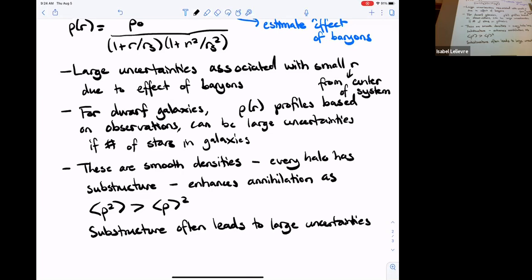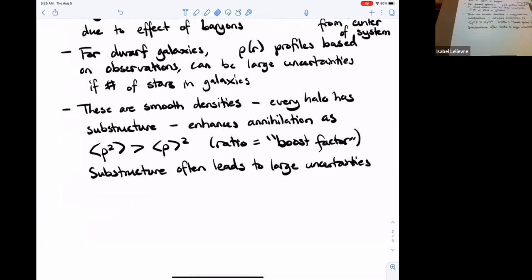So you will sometimes see people quoting boost factors, by which they do not mean a Lorentz boost factor, they mean the ratio of the total annihilation that you would get to what you would get just from the smooth halo. And these boost factors may be several orders of magnitude. So if you see an analysis that's claiming a very large boost factor, be aware that number probably has substantial systematic uncertainty. This is especially true for large halos like galaxy clusters, because they're very big and have a lot of substructure.